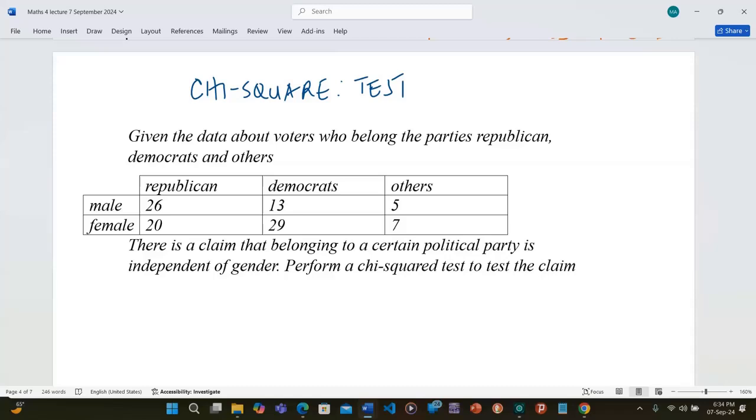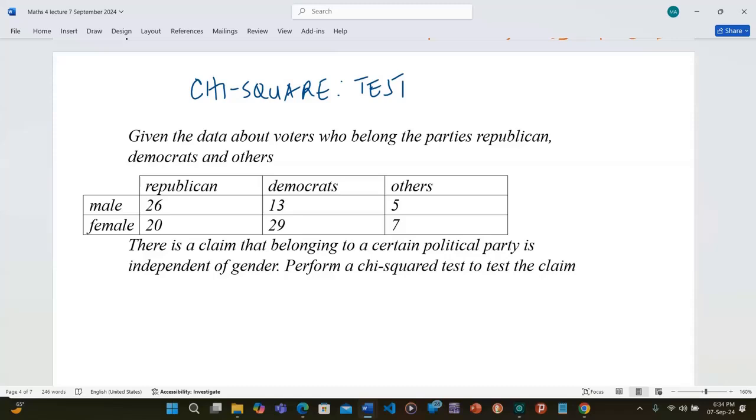Those who said they were Democrats were 13. And the others who belonged to other political parties and they were male were about 5. Okay? Then those who said they belonged to the Republican and they were female, they are 20. The Democrats were 29 and the others were 7.